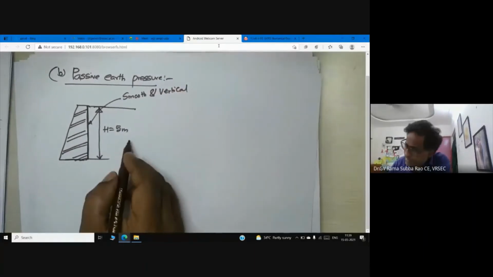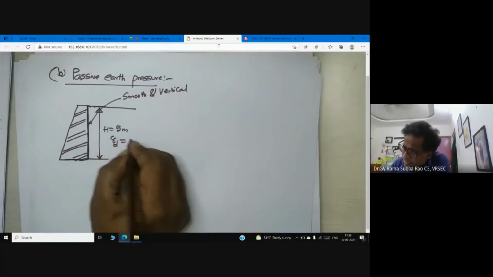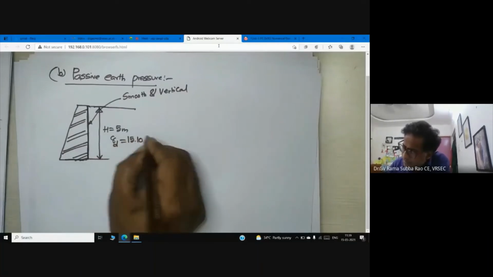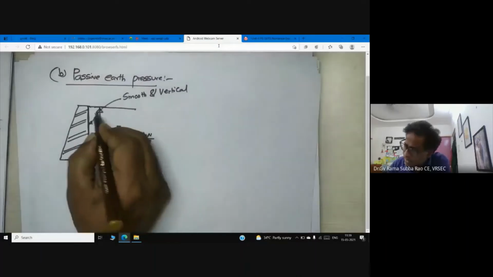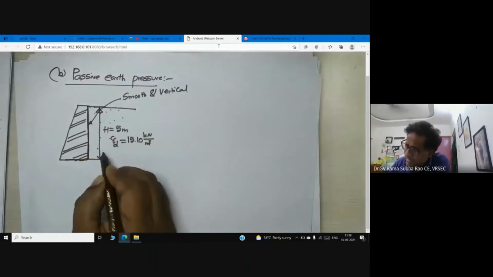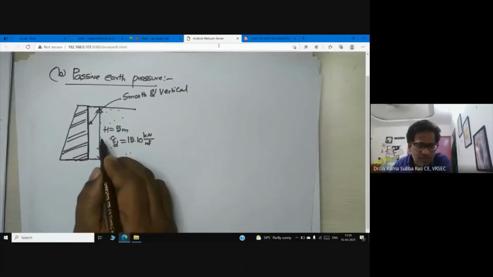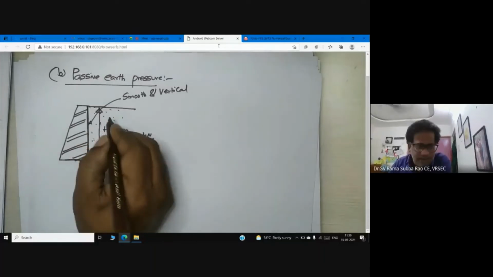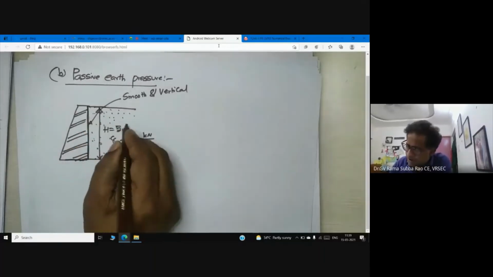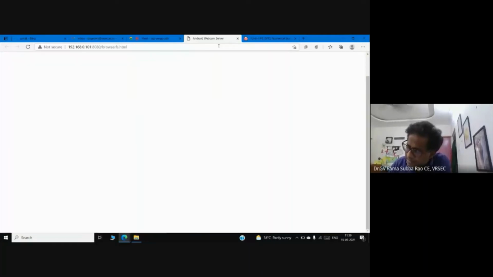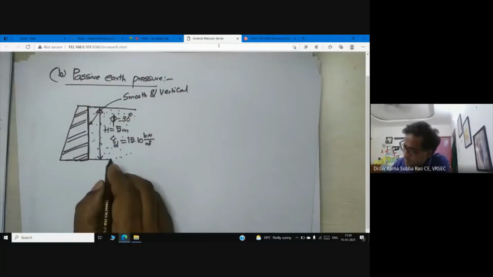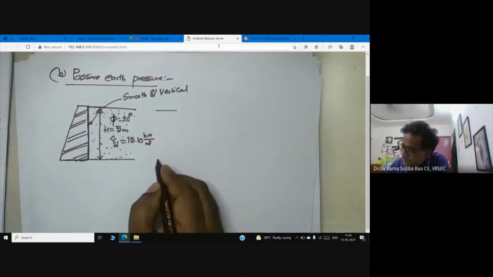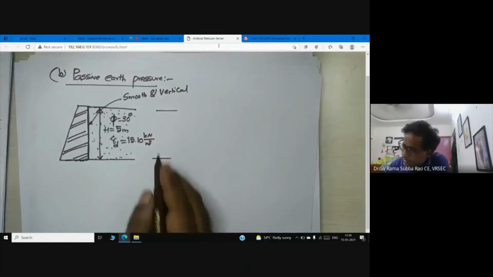The height of the wall is 5 meters. Gamma D is given by students as 15.10 kilonewton per meter cube. I am very happy. Now my soil is sandy soil. I can guess it because it is cohesionless. So I can show the idealized diagram for sand with dots. So now phi is 30. So now I want to calculate the passive earth pressure distribution diagram.